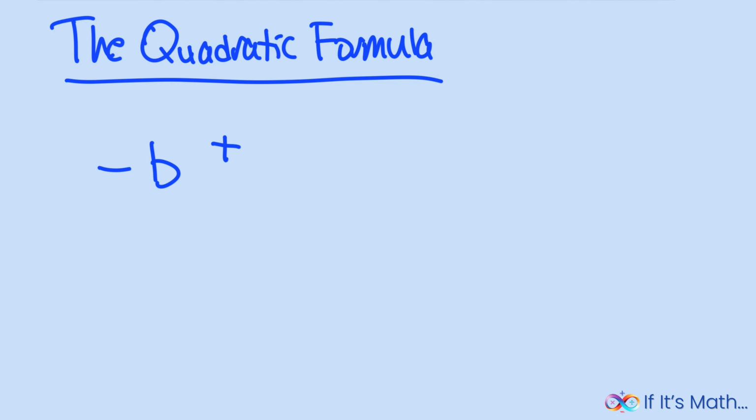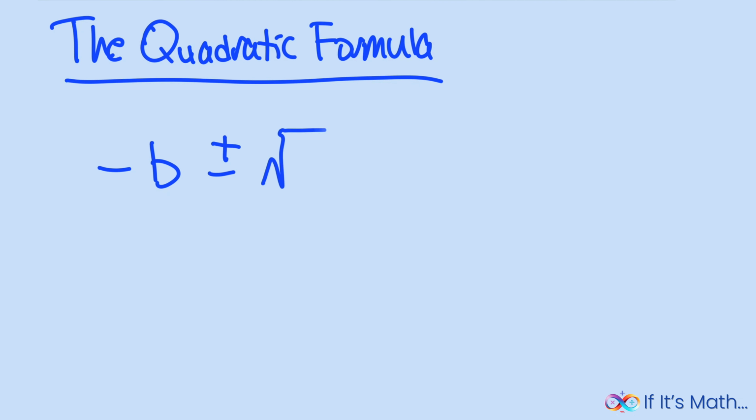So it's minus b plus or minus the square root of b squared minus 4ac, over 2a. There's a little song. If you look it up, you can find it, and it'll show you how to remember that. We're going to use it a lot today, so let's get into how you actually do that.